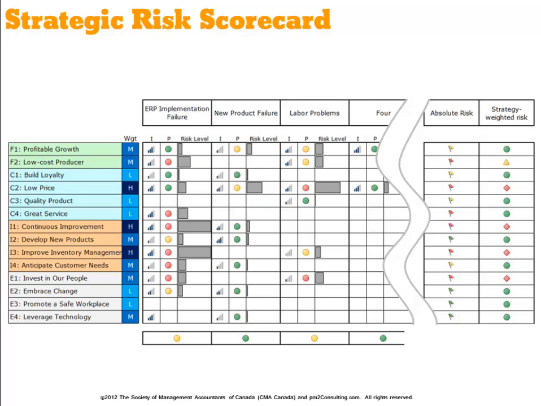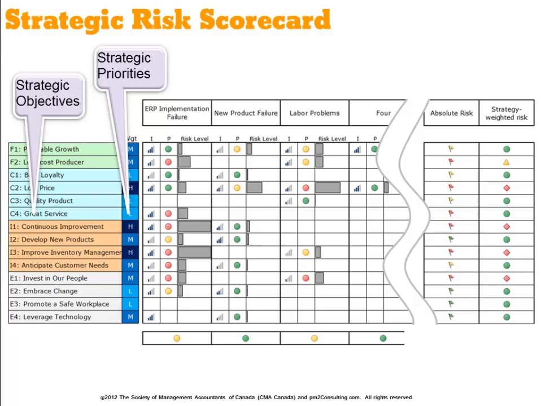This is what the final product will look like, a risk scorecard. What you see here is on the left, your strategic objectives. Next to that, their priorities, how important they are to the success of the organization for the coming period.